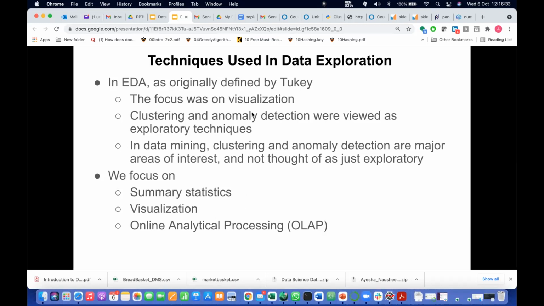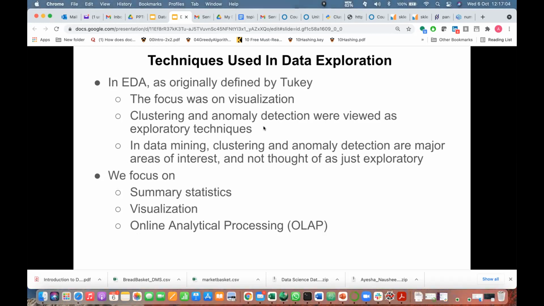So what techniques will we use in data exploration? In EDA as originally defined by Tukey, the focus was on visualization. By looking at the data, it becomes easy for us to find out whether it is linear, whether it is a bell-shaped curve, or how the data is spread. Instead of looking at the numbers, when you look at the plot, it becomes easy to grasp the overall representation of the data.